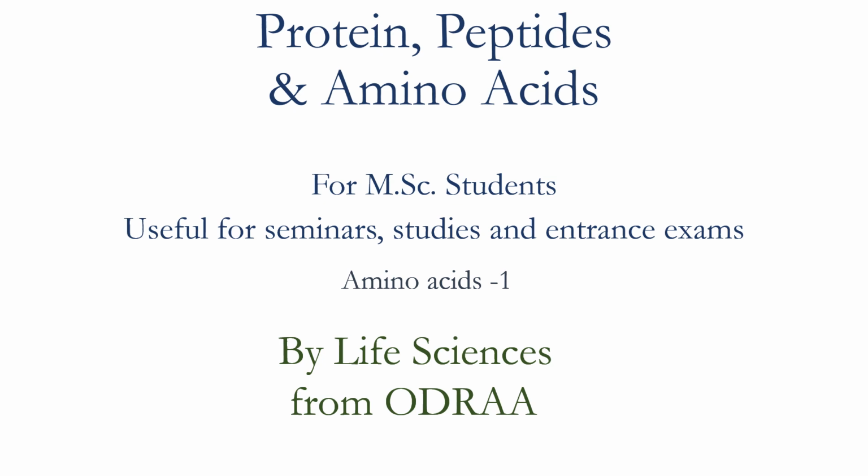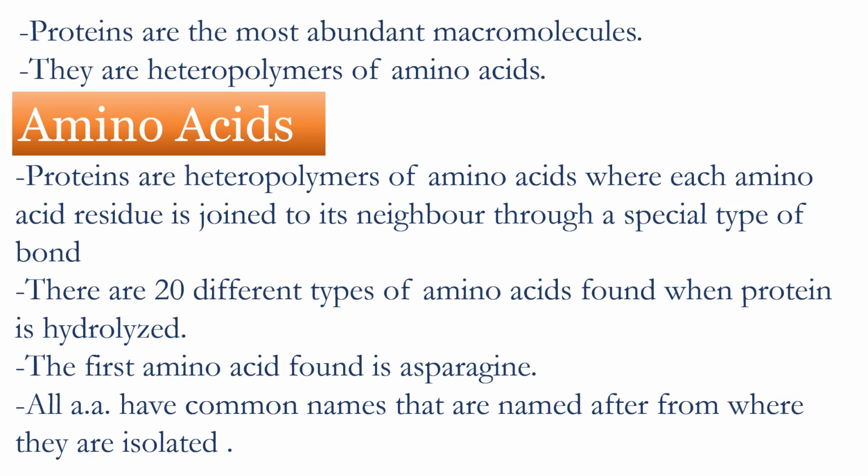Today in this lecture we are going to discuss amino acids, and it's part 1. Proteins are the most abundant macromolecules. They are heteropolymers of amino acids. As you know, there are 20 common different types of amino acids that exist. So then, let's discuss amino acids.